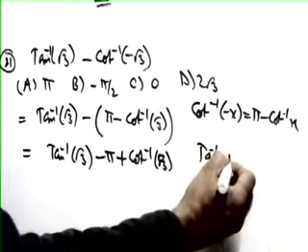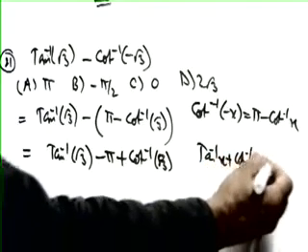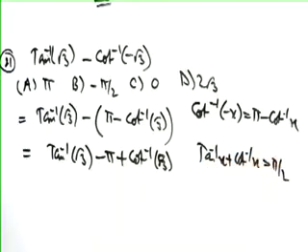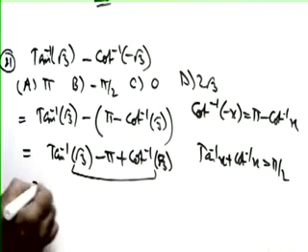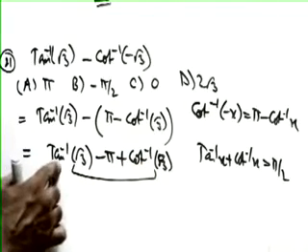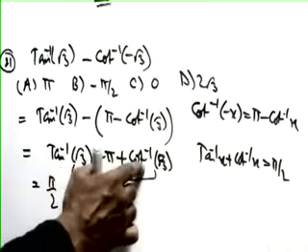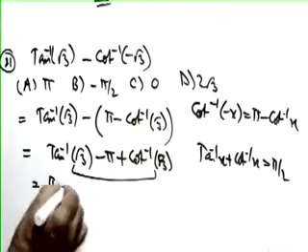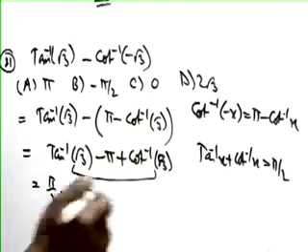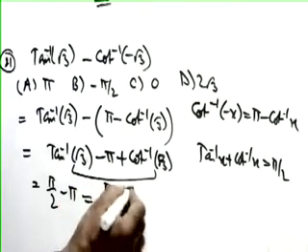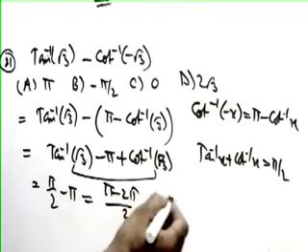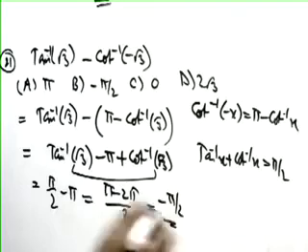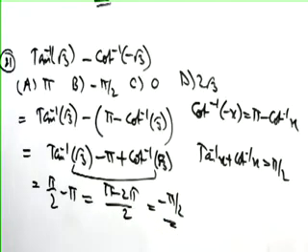In the starting question, we have seen that tan inverse x plus cot inverse x is pi by 2. So this will become pi by 2 minus pi. Let me take the LCM: pi minus 2 pi over 2, and pi minus 2 pi is minus pi, so the answer is minus pi by 2.